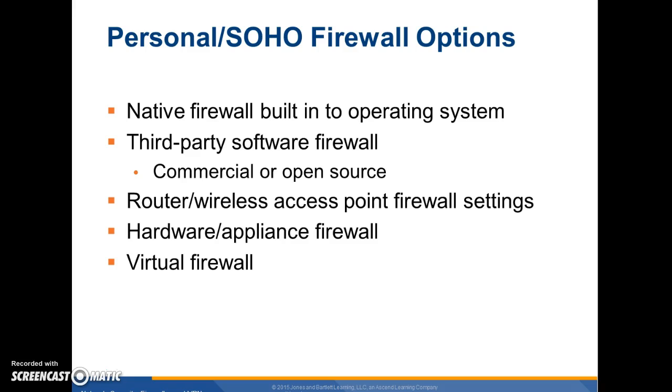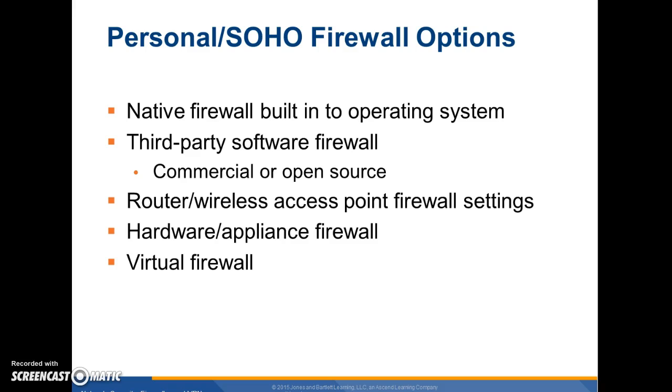Personal SOHO firewall options. You could have a native firewall built into the operating system, a third-party software firewall, which could be commercial or open source, a router or wireless access point firewall, and the settings that you have to configure in order to make that work, a hardware appliance firewall, and a virtual firewall.